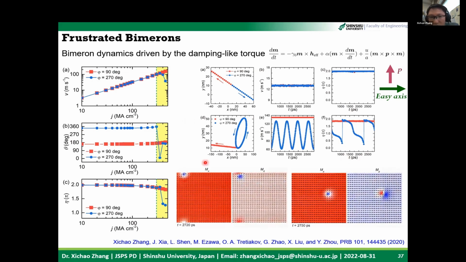And the three figures on the left side show the bimeron velocity, the skyrmion Hall angle of the bimeron, and the average helicity of the bimeron as functions of the applied current density. You can see that there is a critical current density beyond which the bimeron dynamics transition from straight motion to elliptical motion will happen.